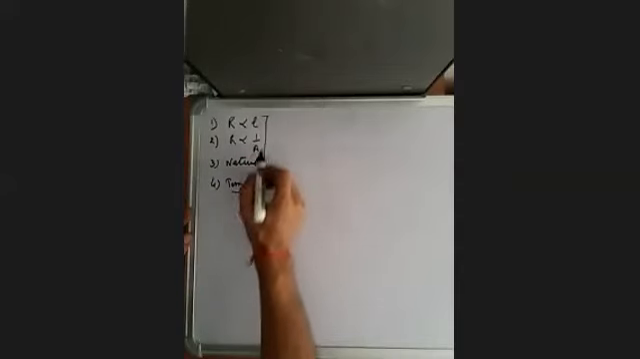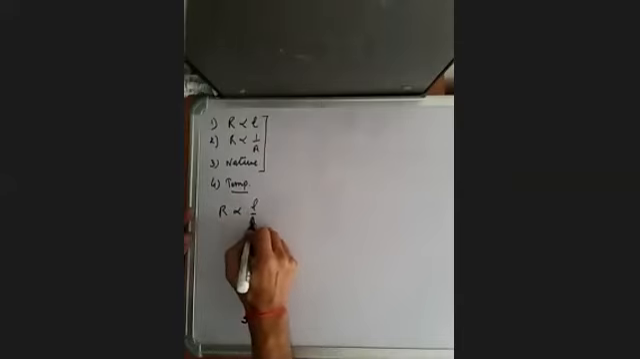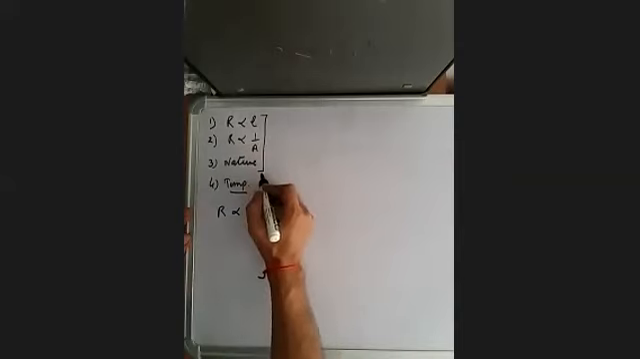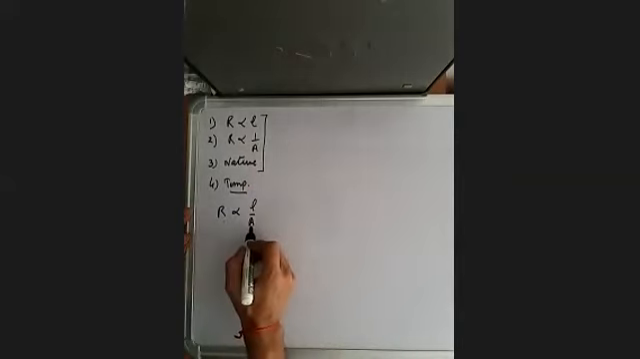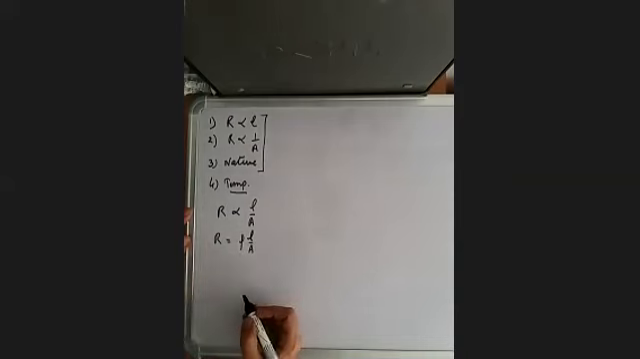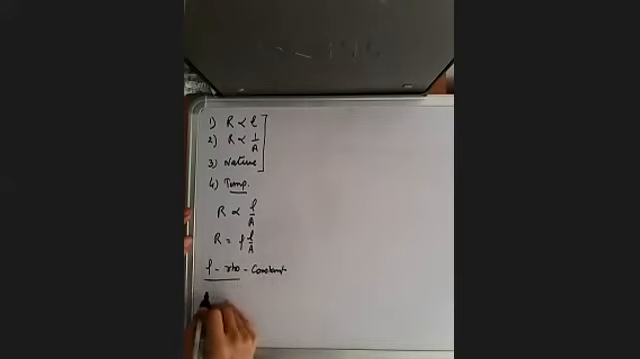get an expression. The complete expression will become, because R is proportional to L and A, because L and A can be measured, R is directly proportional to L by A. And if we bring in equality, R is equal to rho L by A, and rho, a symbol for RHO, is a constant of proportionality.